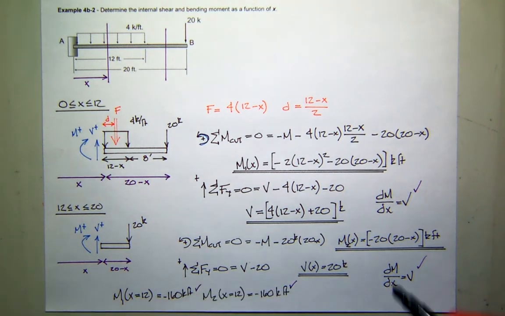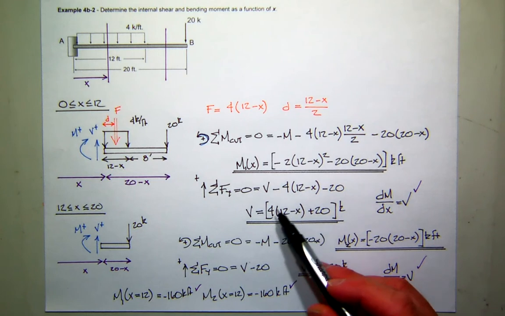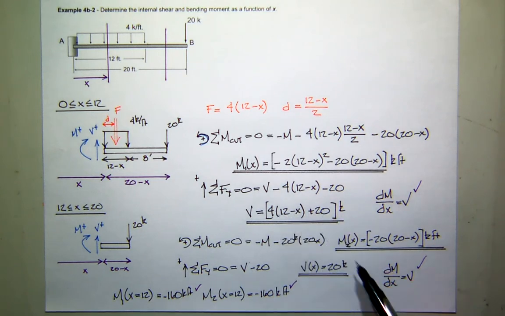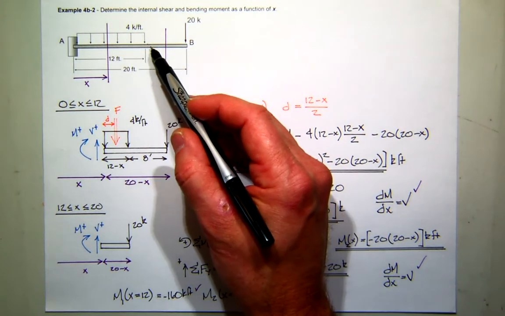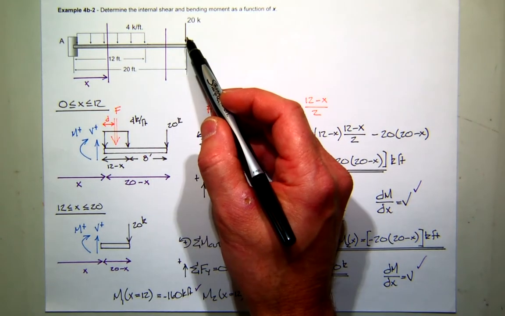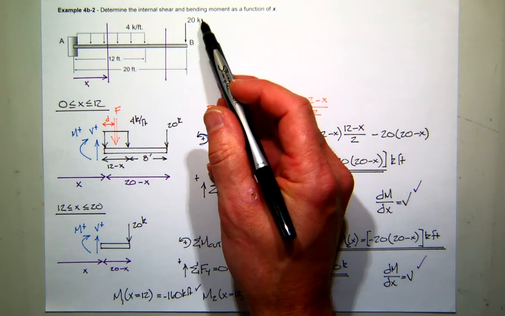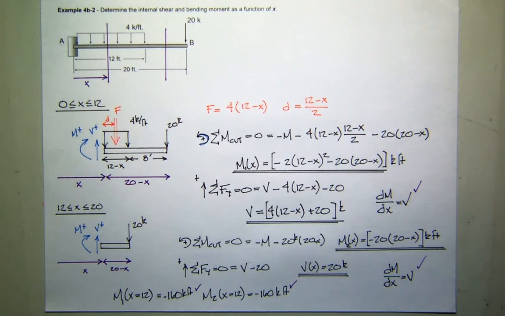I think the shear is going to be even easier. At x equal 12, you see this cancels out, you get 20, and this matches at 20. Now, you wouldn't be able to do that if at that point there was an applied force there. The difference would be that 20. So any other questions about this one? We just didn't get a chance to finish it last time. Okay.